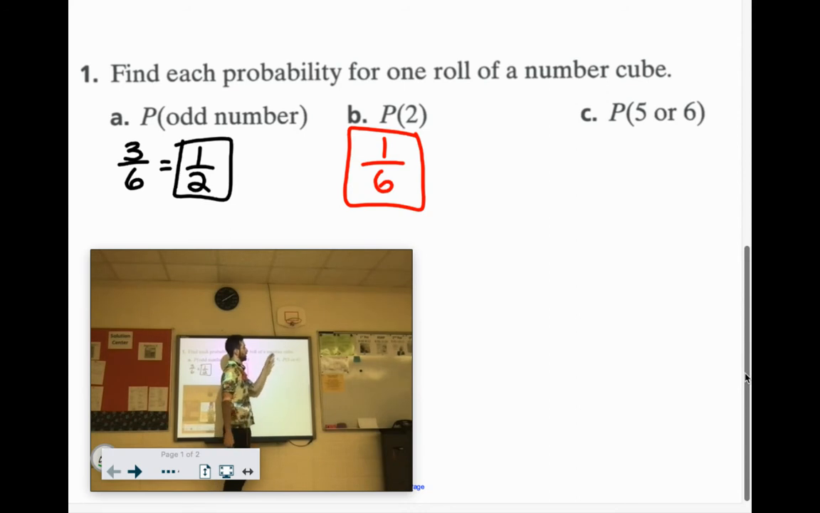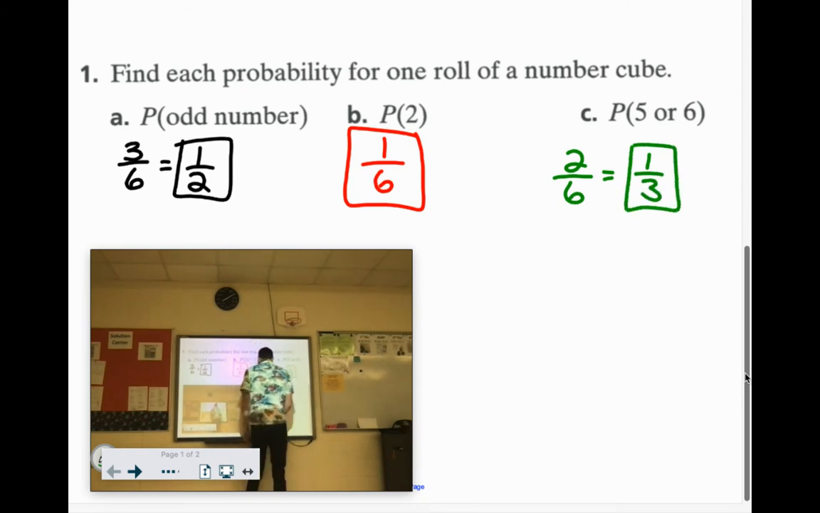And then the probability of a 5 or a 6, how many of the 6 sides are a 5 or a 6? That'd be 2 of them, right? One's a 5, one's a 6. And you'd simplify 2 over 6 to 1/3. Not too bad yet.